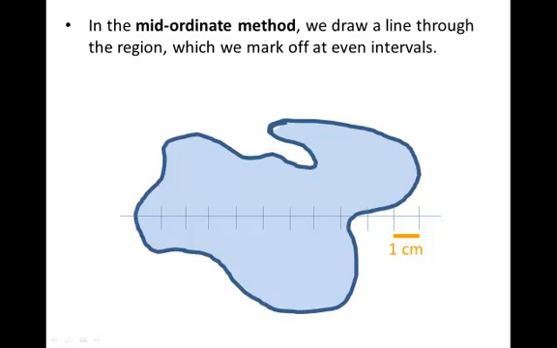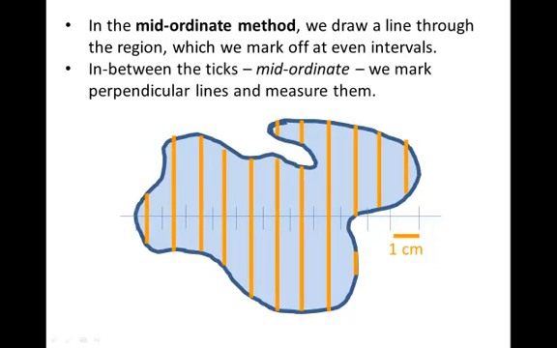Now, in between each one of those tick marks, you're going to draw a line perpendicular to the line you just drew that goes up and down through the shape. That word in between the tick marks is sometimes called the mid-ordinate mark, which is where the technique gets its name. Now what we're going to do is measure the lengths of each one of these orange shapes that we just drew.